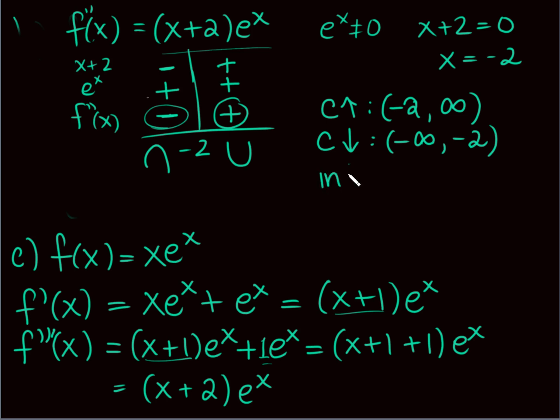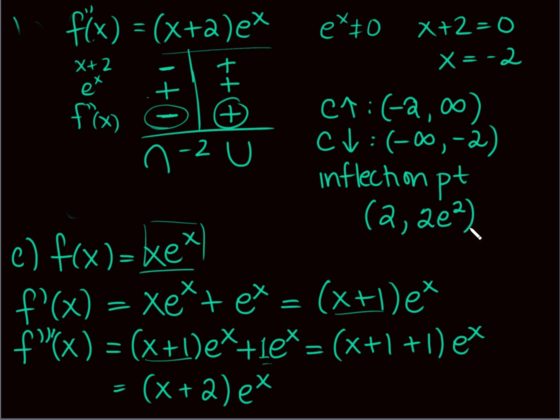And then sure enough, I have an inflection point. What is my inflection point? Well, it's going to be negative 2, comma, and then I'm going to put negative 2 back into the original function to figure out what the actual y value is. So it's negative 2, comma, negative 2 over e squared.